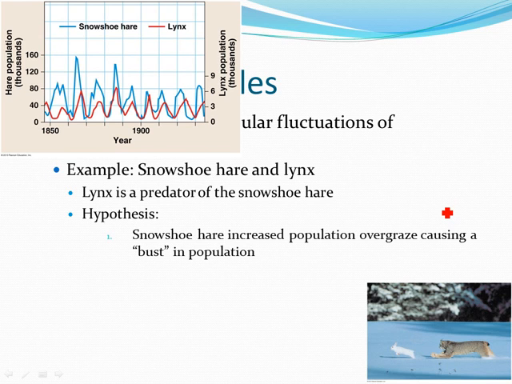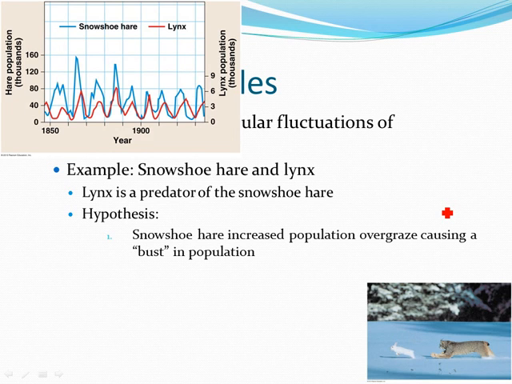So there are different hypotheses out there. Why is there this fluctuation? We already talked about how the lynx is related to the hare, but how did the snowshoe hare increase in population to begin with? One hypothesis is that the decrease of population is due to overgrazing, causing a flux in the population.